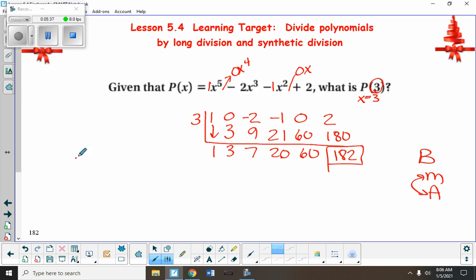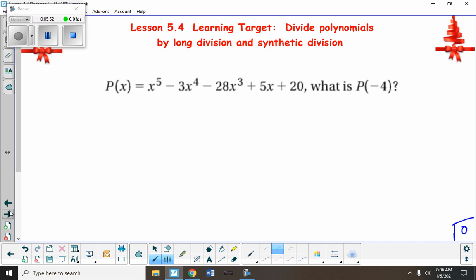So if you did 3 to the 5th in your calculator minus 2 times 3 to the 3rd minus 3 squared plus 2, trust me, you would get 182. Okay, you can check it out yourself too. All right, let's do another one.